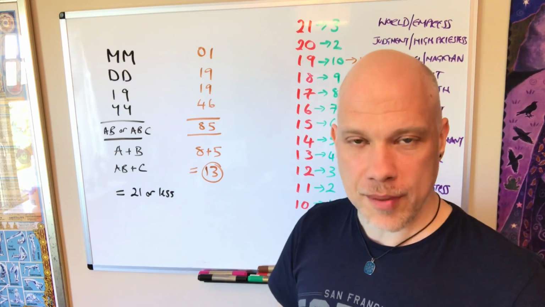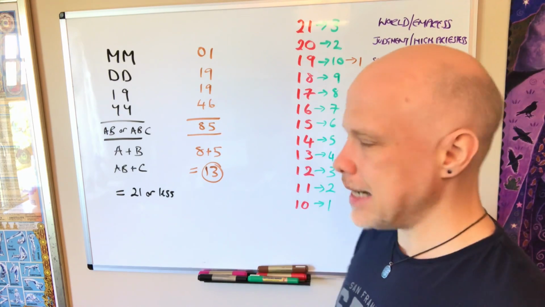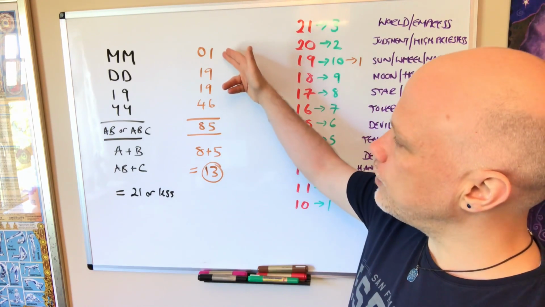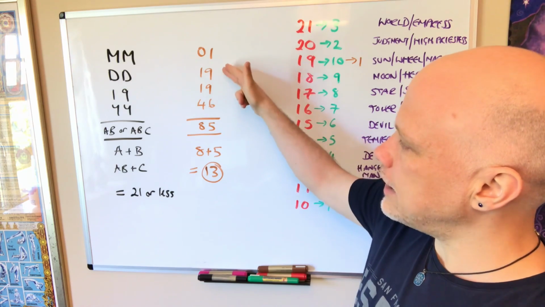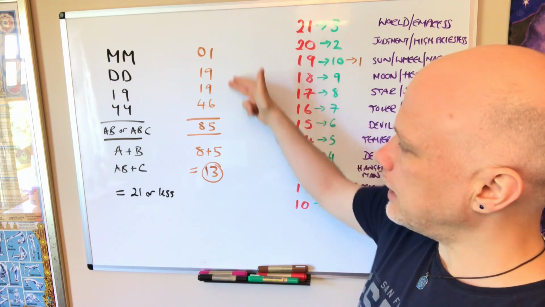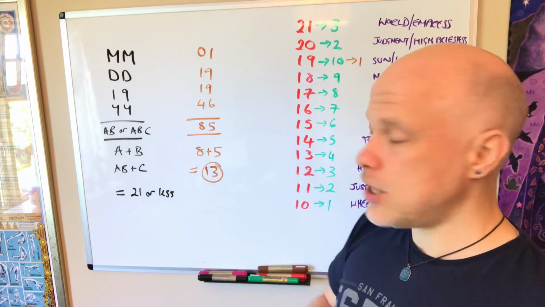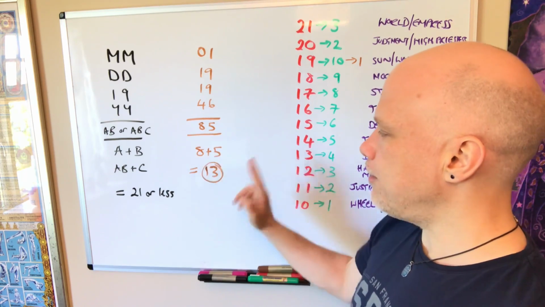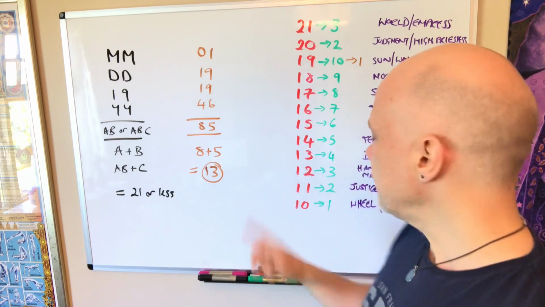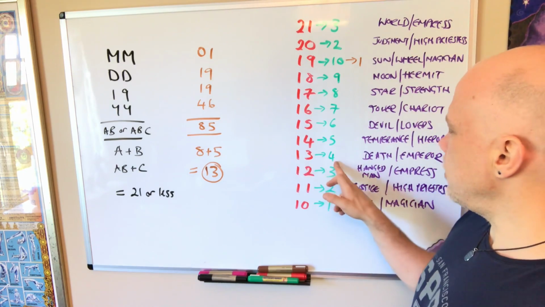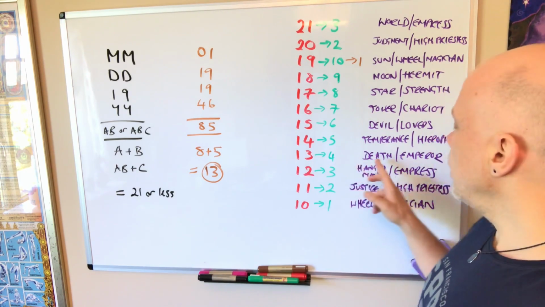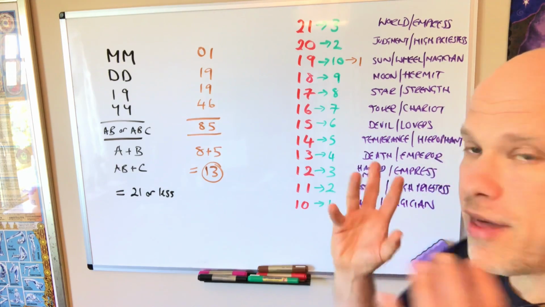So again, I'll use Dolly Parton's birth date as an example. She was born on January the 19th, 1946. So we write it out as a sum. If you add them up, you get the result 85. It's a 2-digit number, so you simply add 8 plus 5, that gives you 13. So she is number 13, which moves to number 4, so her pair is Death and Emperor.